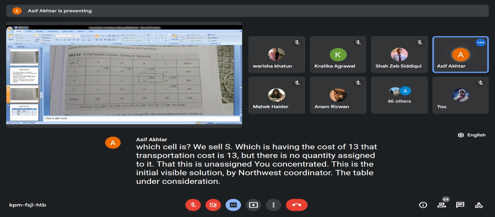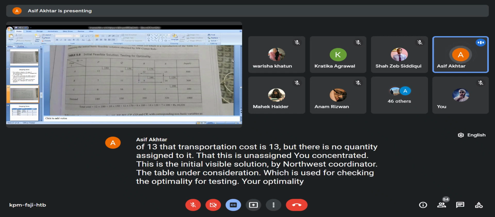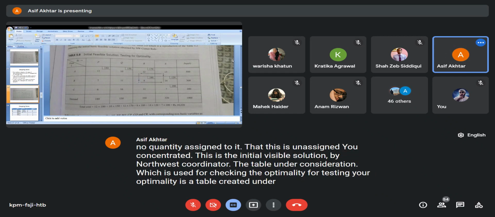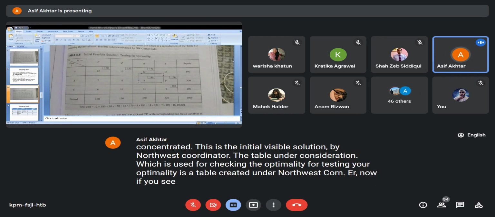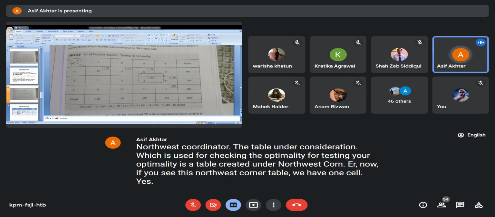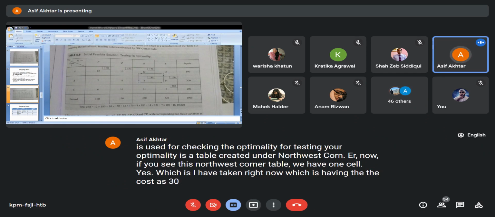The table under consideration, which is used for testing the optimality, is the table created under the northwest corner method. Now, if you see this northwest corner table, we have one cell AS, which I have taken right now, with the cost as 30. This is the starting cell. Now see the direction.